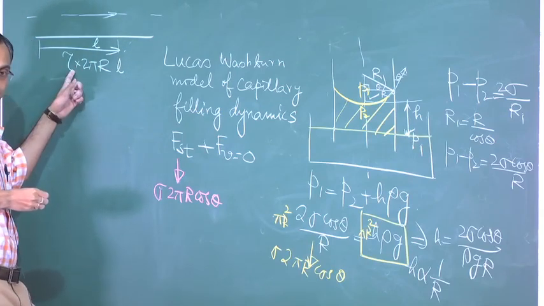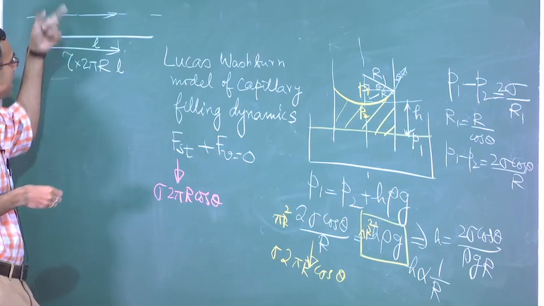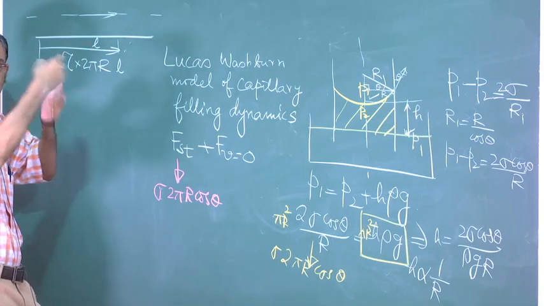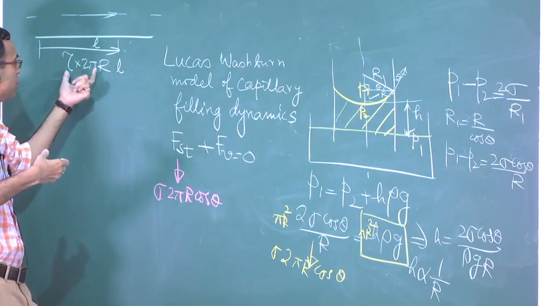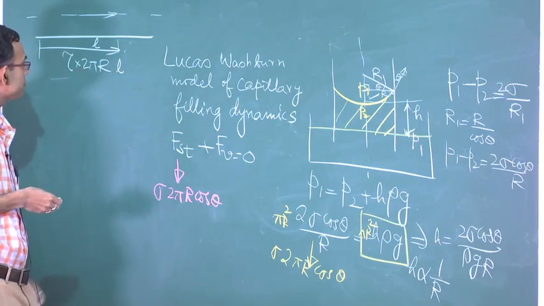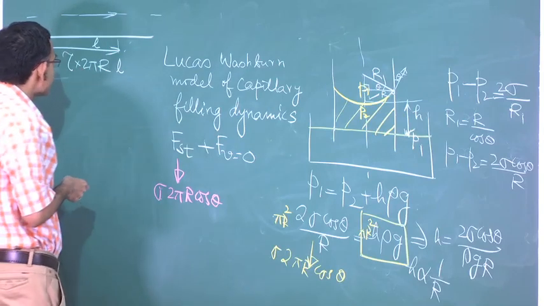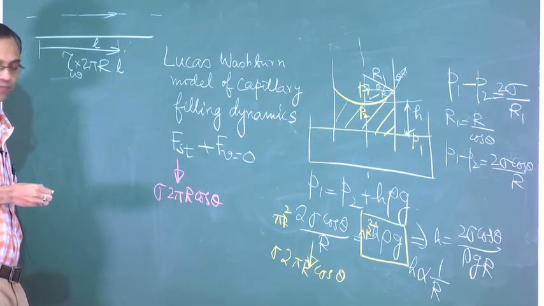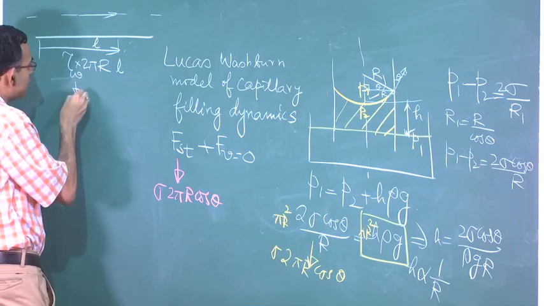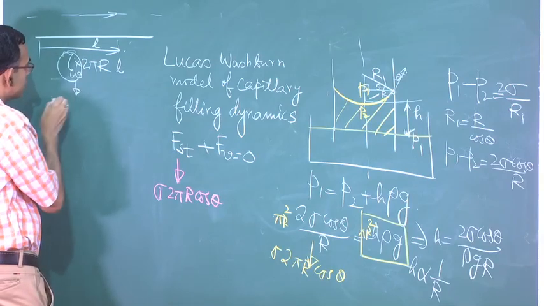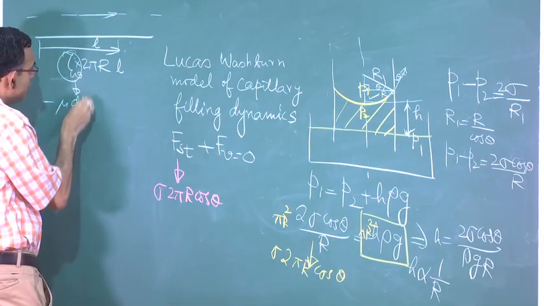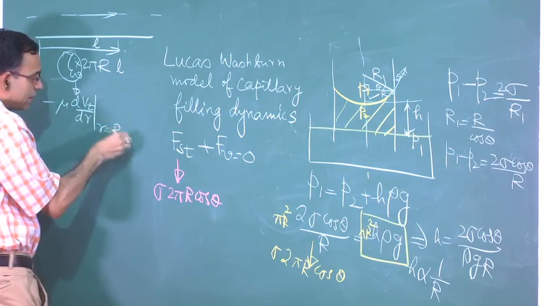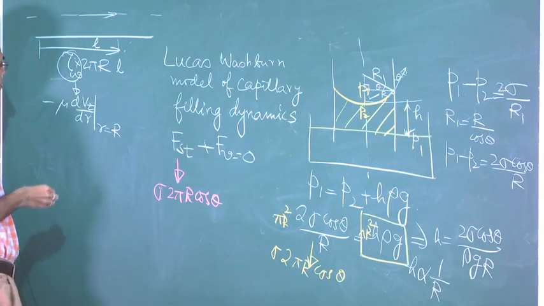Tau is the shear stress times 2 pi r L is the surface over which the shear stress is acting. So, this is the total shear force. So, tau, this is tau where? Tau at the wall. So, tau at the wall is what? Minus mu dVz dr at small r equal to capital R, which is the wall.